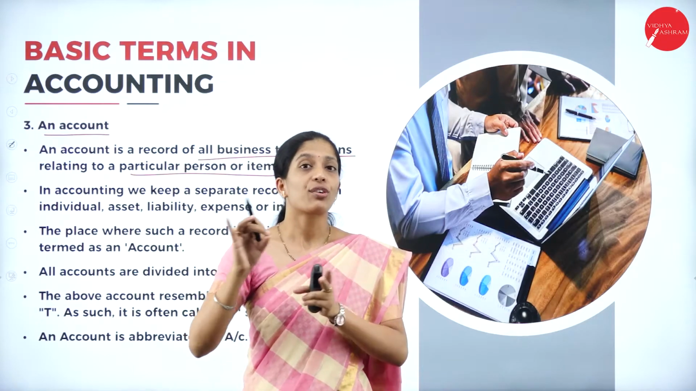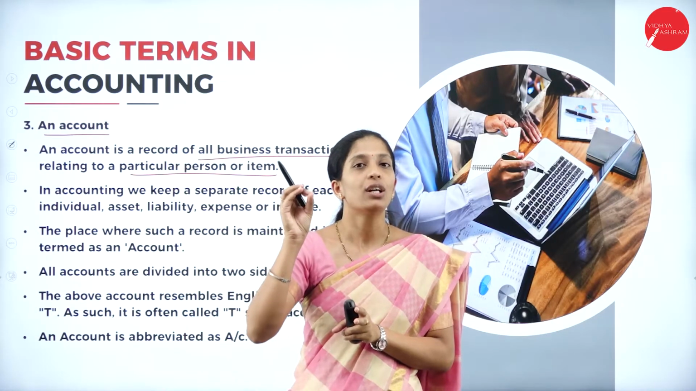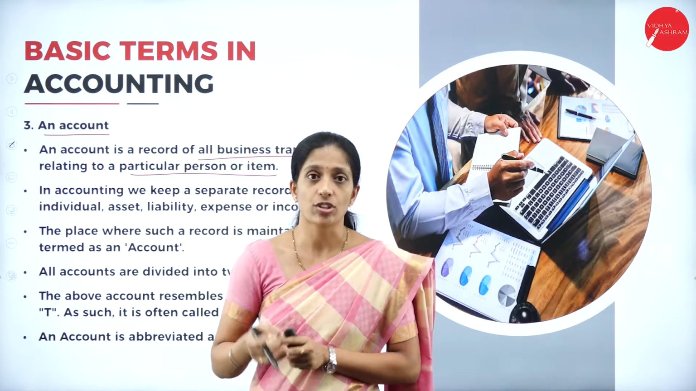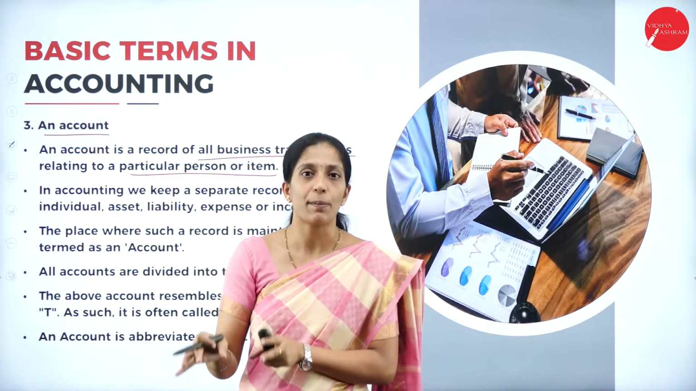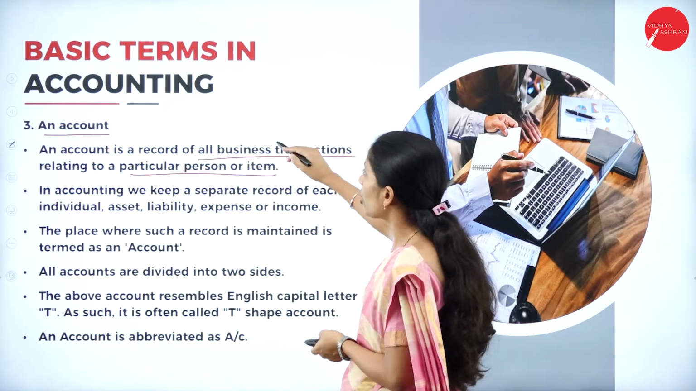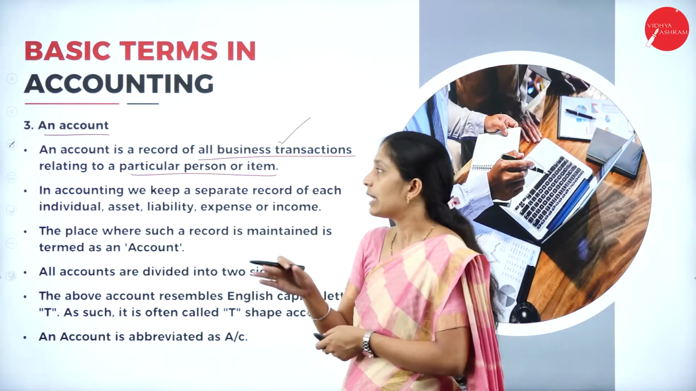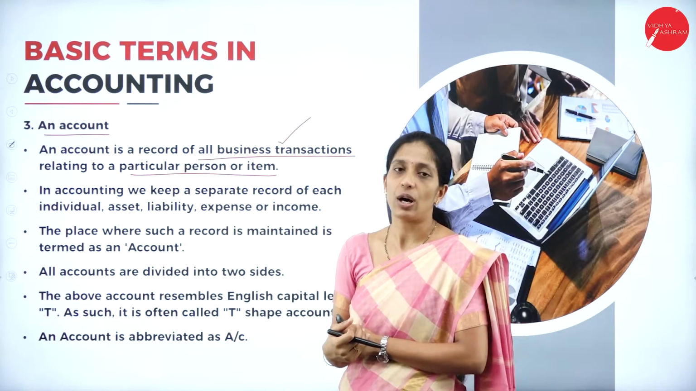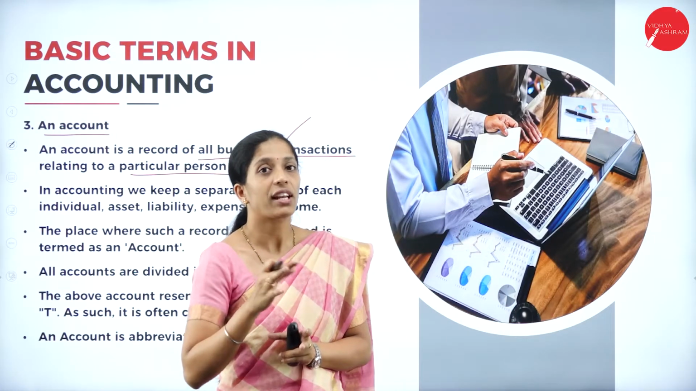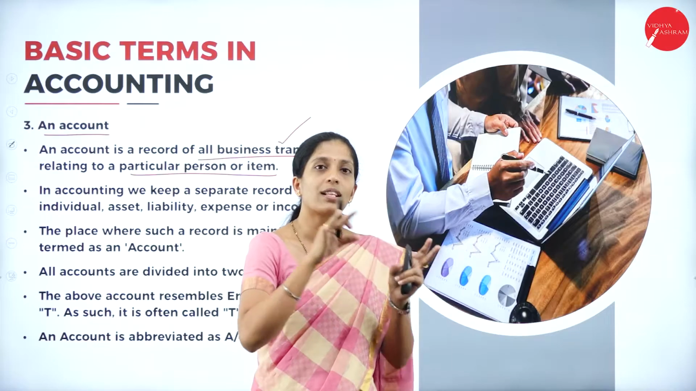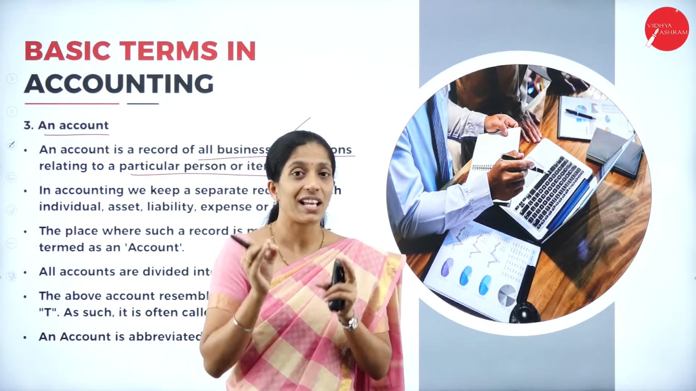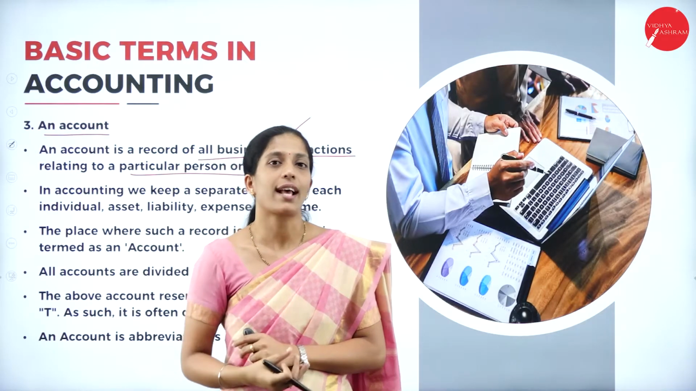After that, depending upon the nature, we are going to classify those transactions and place them in a particular place. That is known as what? Account. An account is a record of all business transactions relating to a particular person or item. Suppose I am going to record the transactions of A Limited. All the transactions related to A Limited will be placed in a particular place, which is called as what?